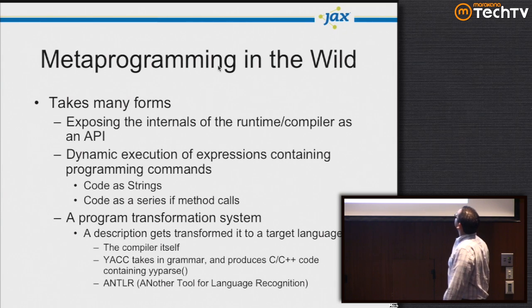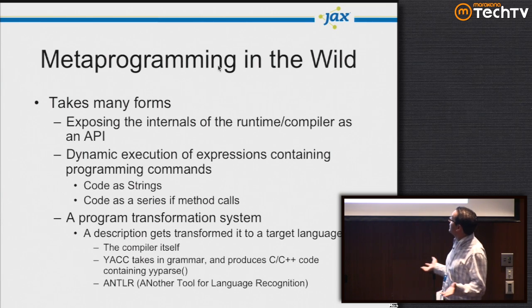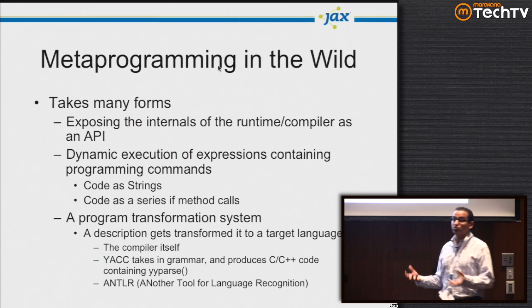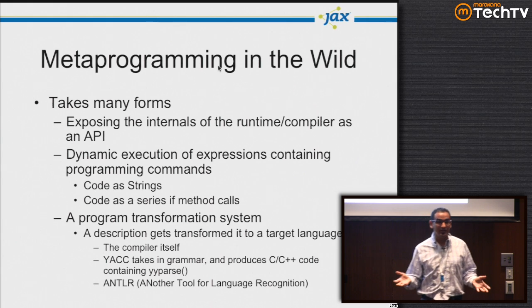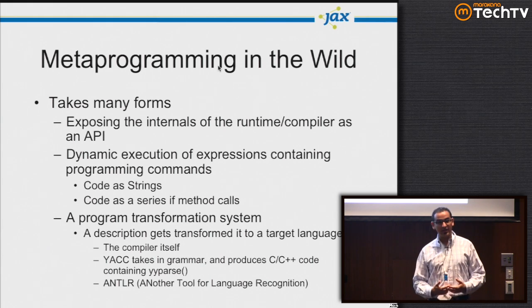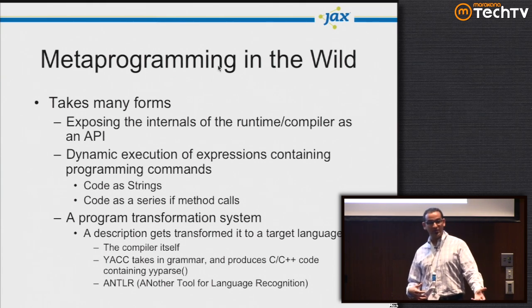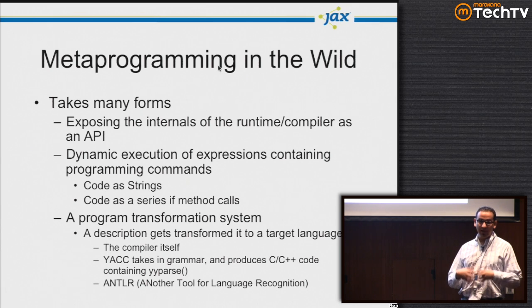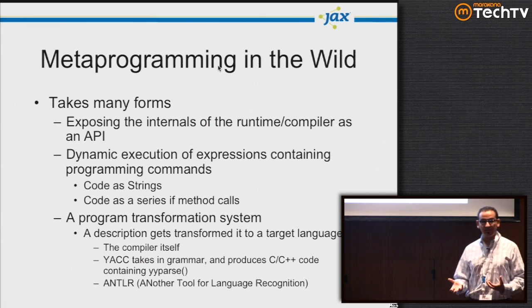Next slide, please. So metaprogramming takes multiple forms in the wild. It could be as simple as exposing the internals of the runtime or the compiler as an API. If you have a language that gives you the capability to ask the runtime questions, like what type is this class, or get information about the signatures of a method of a class, that is a form of metaprogramming, or a language that allows you to actually control the compiler from within the language itself.